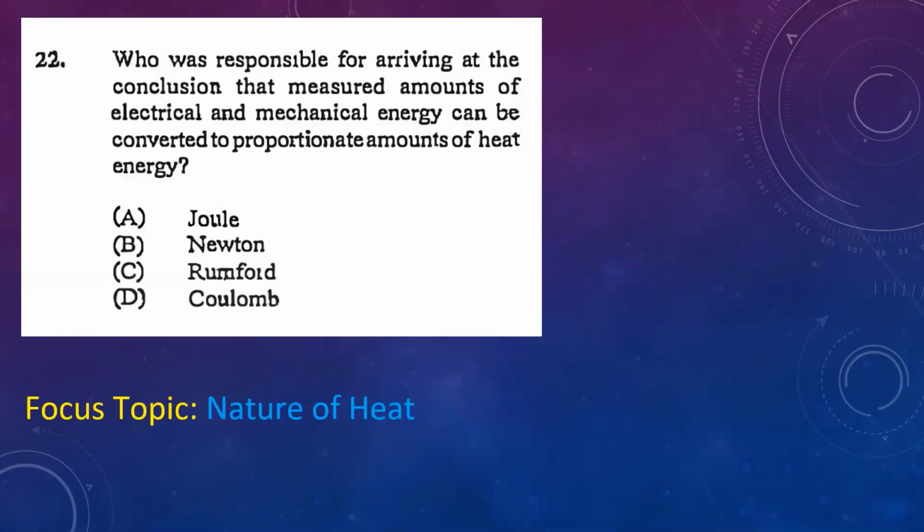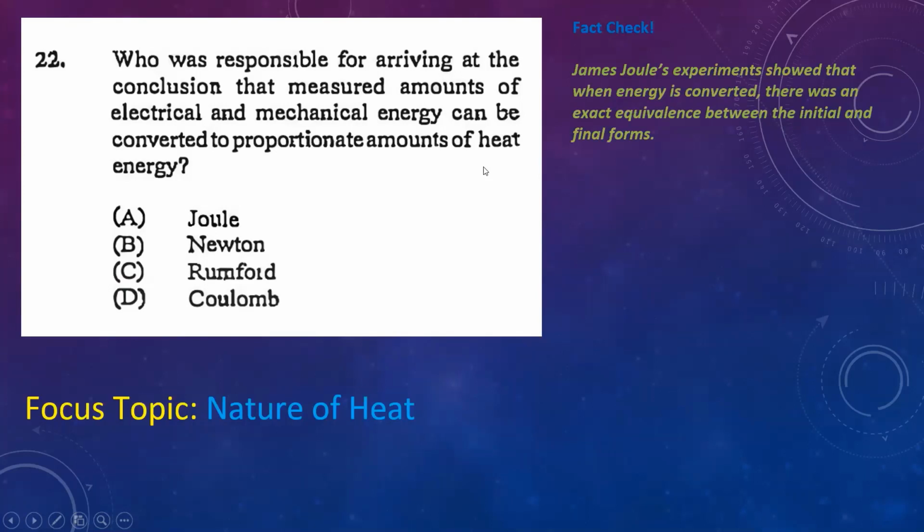22. Who was responsible for arriving at the conclusion that measured amounts of electrical and mechanical energy can be converted to proportionate amounts of heat energy? We know that Newton didn't do anything on heat. Rumford did experiment, but he did not do any calculations. Coulomb was known more for electricity. And so Joule is your answer. Joule did experiments that showed that during energy conversion processes, there was an exact equivalence between the initial and final forms. The answer is Joule.